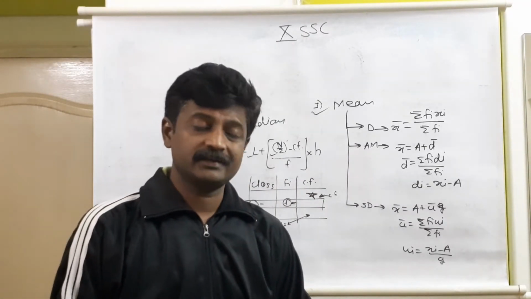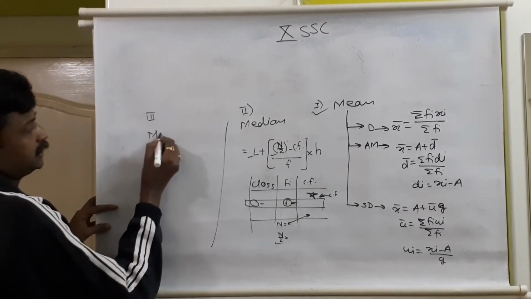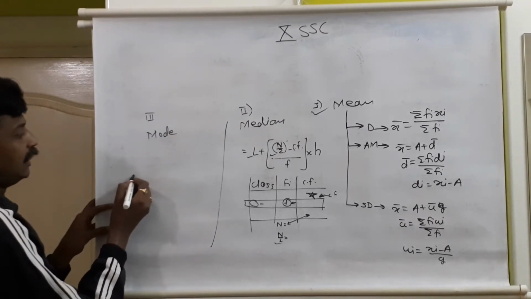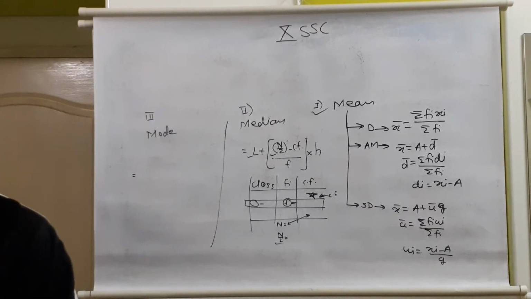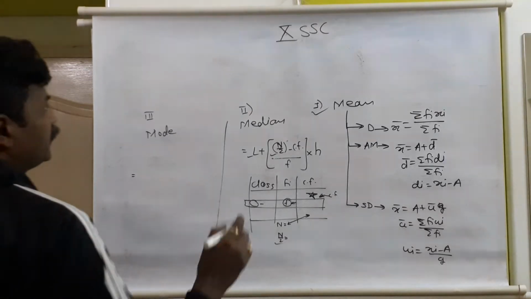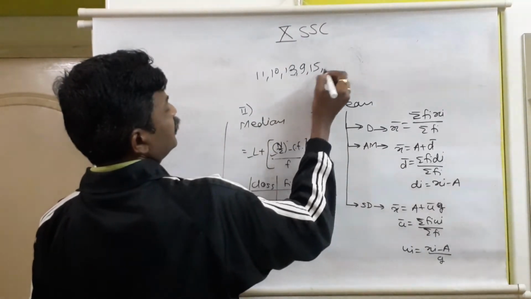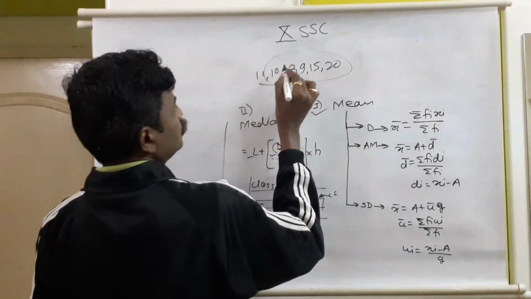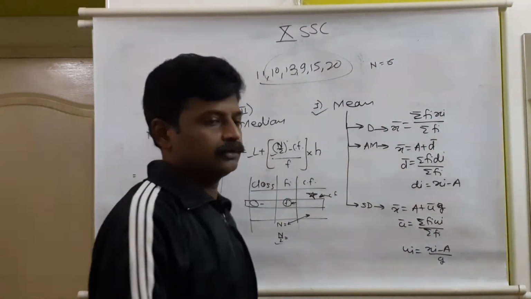Now the third central tendency is mode. There are three central tendencies in our syllabus: mean, median and mode. Now, how to find the mode? Suppose the information is given in non-tabular form, meaning it is not in the form of a table or a group. It is just countable numbers. For example, suppose we have 11, 10, 13, 9, 15 and 20. These are 6 observations, and we want to find the mode.